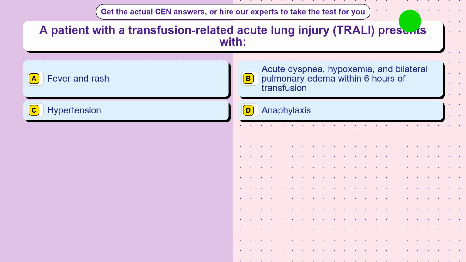Question 57. A patient with a transfusion-related acute lung injury, TRALI, presents with: Option A, fever and rash. Option B, acute dyspnea, hypoxemia, and bilateral pulmonary edema within 6 hours of transfusion. Option C, hypertension. Option D, anaphylaxis.